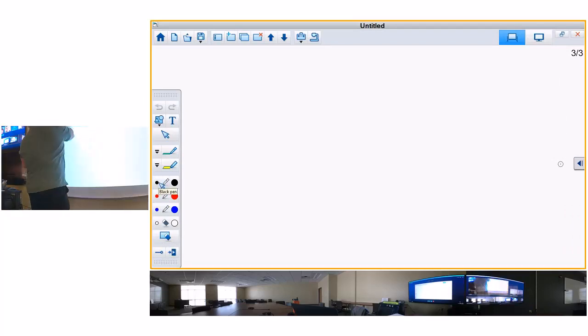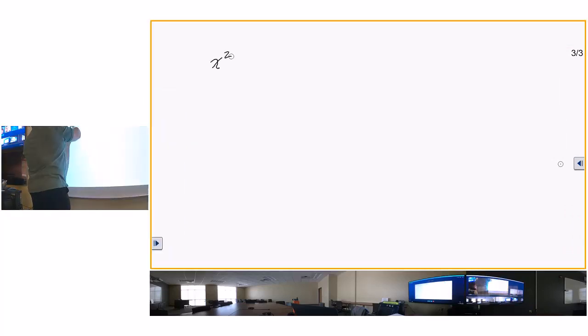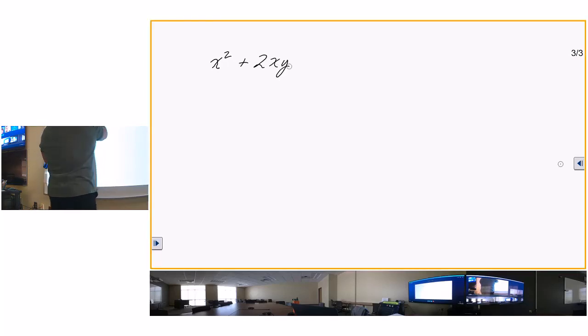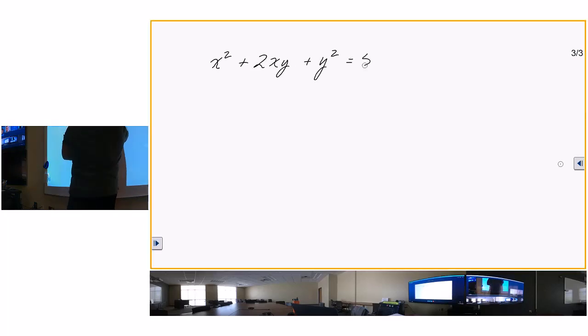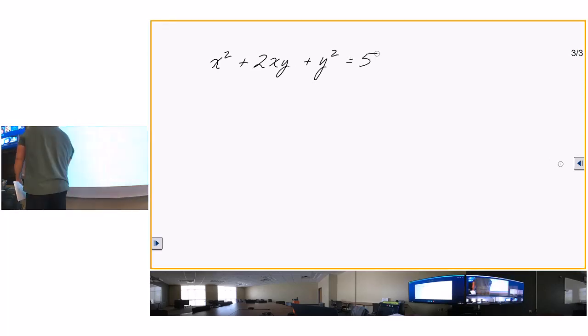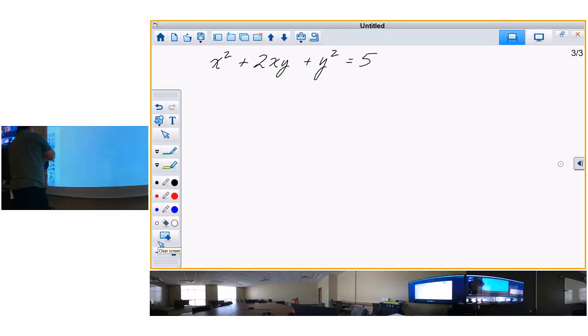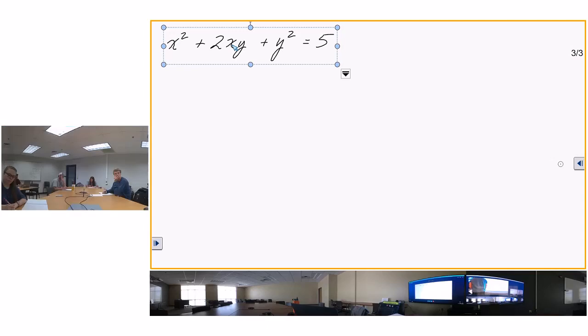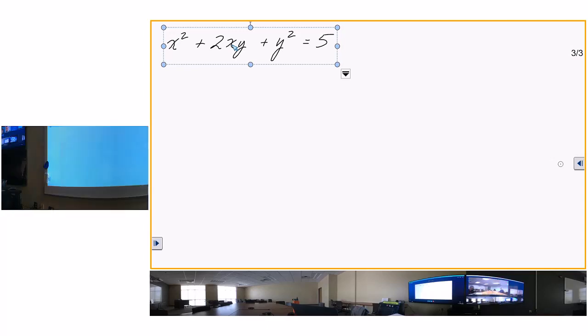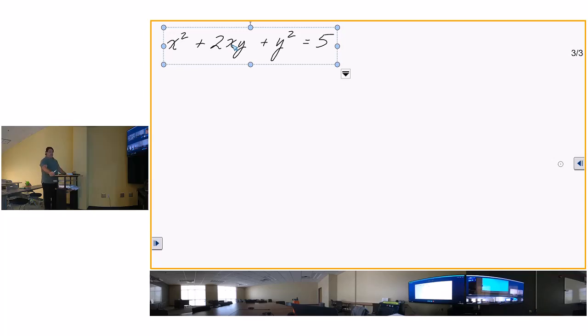X squared plus 2xy plus y squared is equal to what? So some of you are already saying what? Just quit. Why? There's too many what? Too many terms.